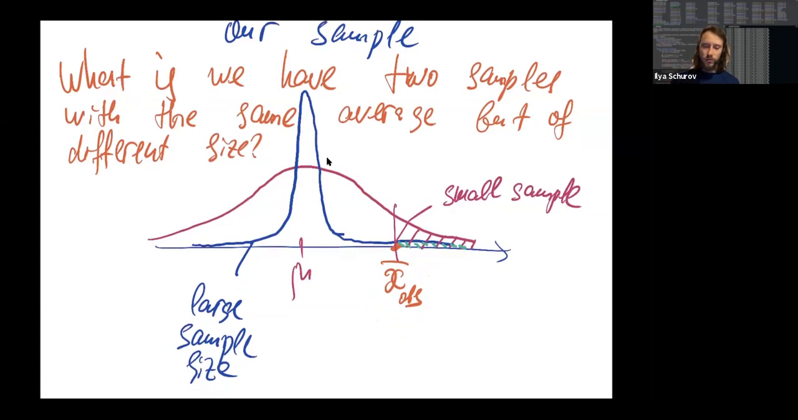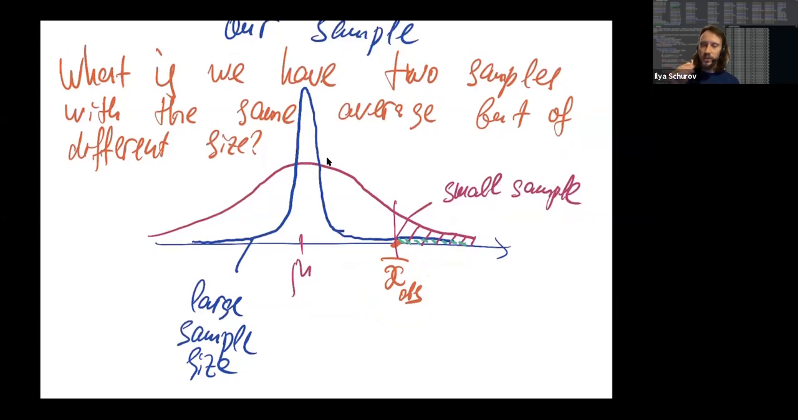Actually, the case of variance is a similar one. The smaller the variance of our initial distribution, the smaller the variance in the distribution of averages. And so the picture will be like this and not like this. So again, the smaller the variance, the better evidence we have. So in fact, we see here that everything is in agreement with our intuition that we discussed at the very beginning.